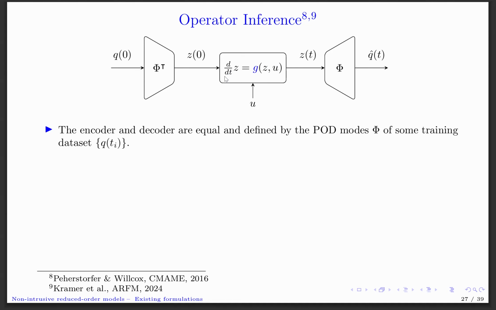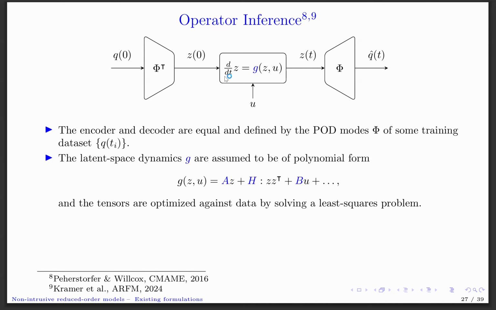It has access to high fidelity training data from, like, a non-intrusive black box solver. And what we do is we perform POD on this training data set, and we set the encoder equal to the decoder. And so basically, implicitly, we're compressing the data via orthogonal projection onto a low-dimensional subspace. Once we've done that, we have access to latent-space trajectories, and we can fit the dynamics.